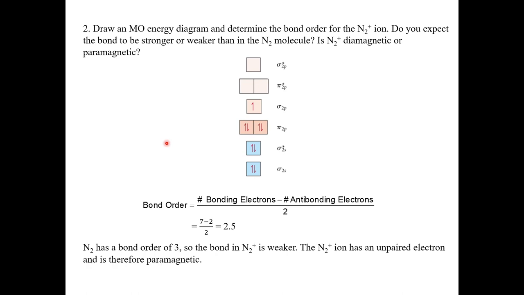And again, N2 has a bond order of 3, so that one is the stronger one, the one found in N2. And looking at our diagram again, we see that we have 1 unpaired electron, so N2 plus is paramagnetic. Now figure out the bond order for Ne2. So please pause the video, draw out the diagram, and when you're ready for the answer, click play.